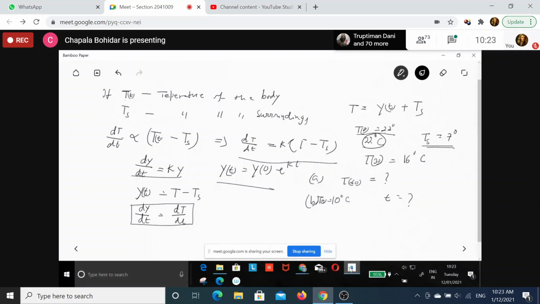Then what do we want to find out? Part A is to find out the temperature after another half an hour, which is 60 minutes in total from the starting point. What is the value of T of 60? Then when T is equal to 10 degrees centigrade, what is the value of small t, that time period? Clear? All this data is given to you. Now by using all this data, we'll solve our problem.